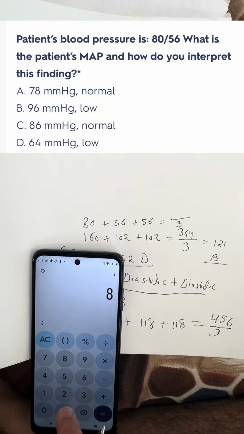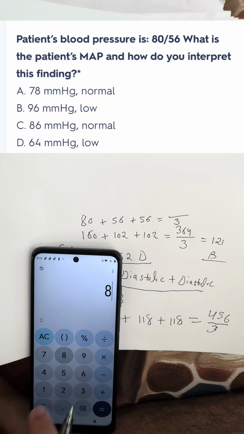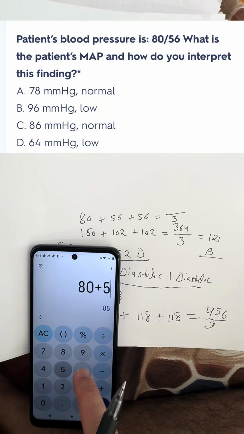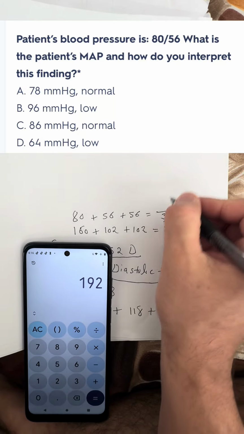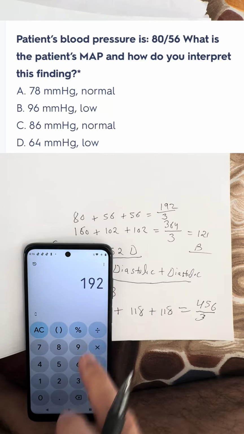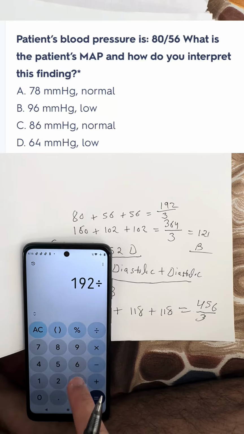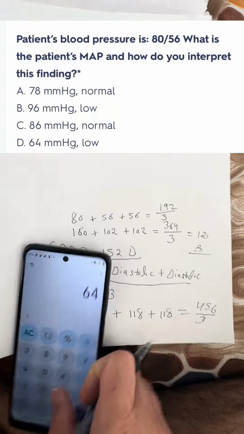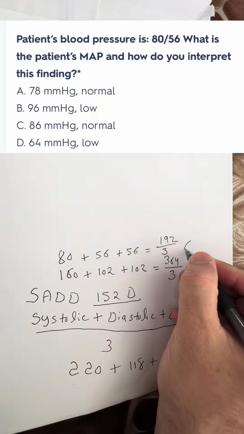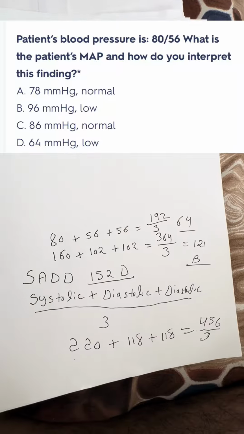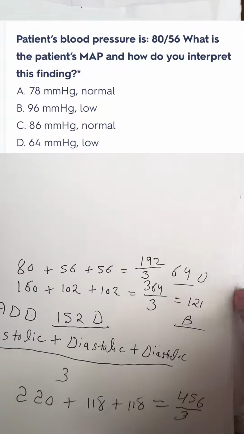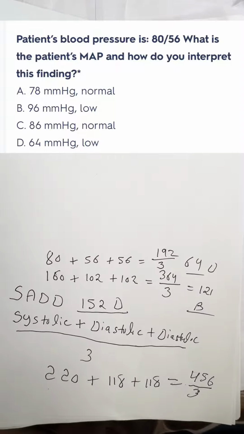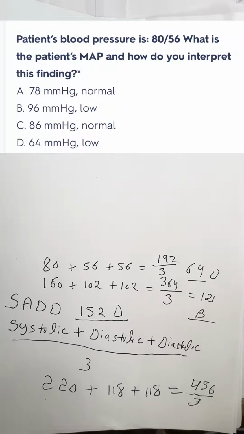So 80 plus 56 plus 56 will give us 192, and then divide by 3 will give us 64, right? So that is your answer, 64, which is answer D. See how simple it is by using this formula. Now another thing I want to mention.